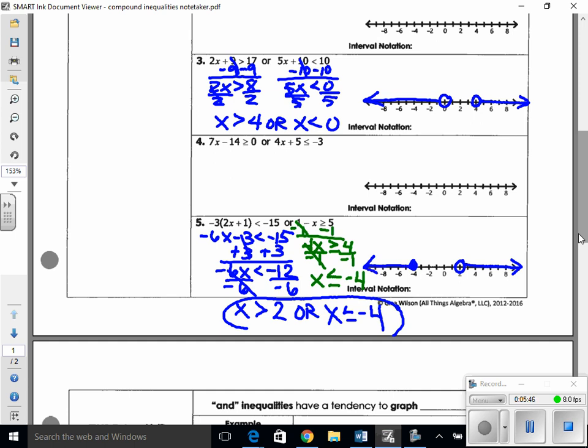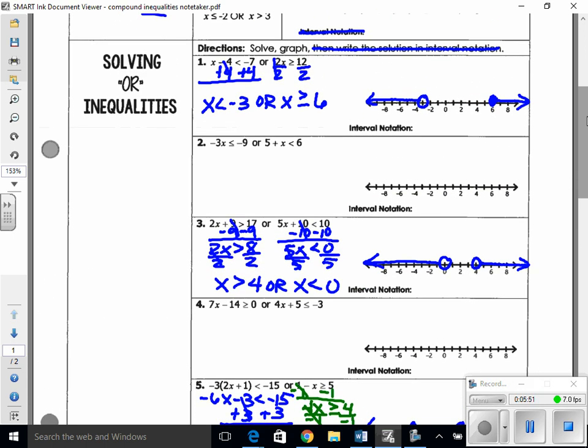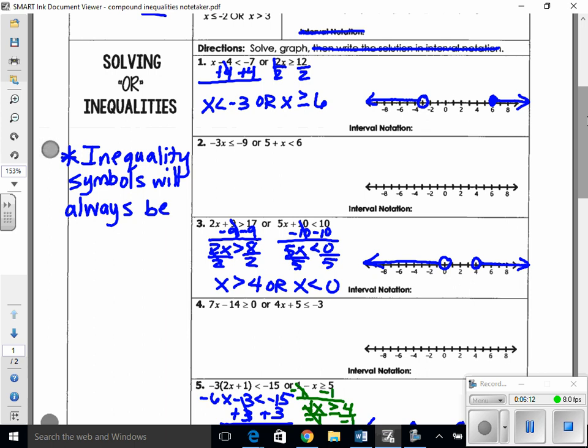All right, so now before we go to the next type, let's go ahead and put some notes up here in the left-hand margin about the OR inequalities. The first thing you want to put up here that you should have been noticing as you were graphing and doing these is that the inequality symbol, whichever one it is, will always be in opposite directions. So in other words, when one of them is less than, the other one has to be greater than, or it's not an OR inequality.